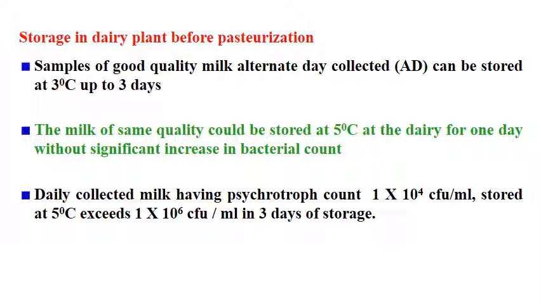Daily collected milk having a psychrotroph count of 10 power 4 CFU per ml stored at 5 degrees Celsius exceeds 10 power 6 CFU per ml in 3 days of storage. So here the milk should be stored with chilling immediately when it reaches the dairy plant until pasteurization, and then this stored chilled milk will go for pasteurization later on. So these are some of the details about the storage of milk in the dairy plant.